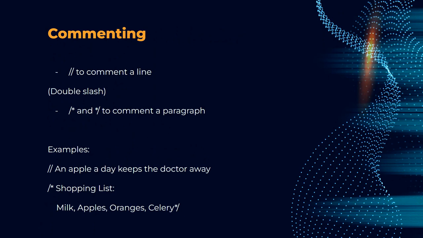Last but not least, we have commenting. So we use double slash to comment a line, and we use slash star and star slash to comment a paragraph. So let's look at some examples. First, we have an apple a day keeps the doctor away, and it's commented out with double slashes. As we can see from this example, it only commented out a line of code. Now let's look at how we can comment out paragraphs. We use slash star shopping list and then milk, apples, orange, celery, and then star slash. So this shows that we can comment a paragraph.